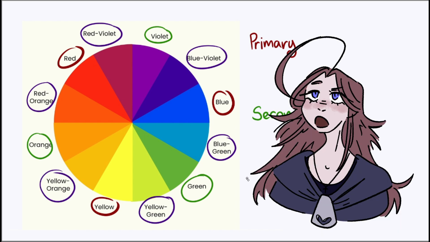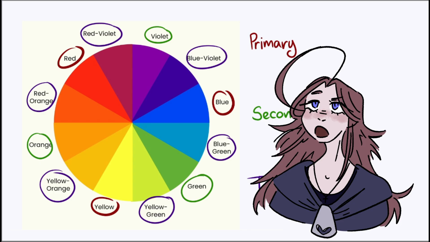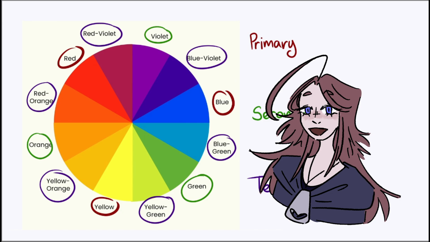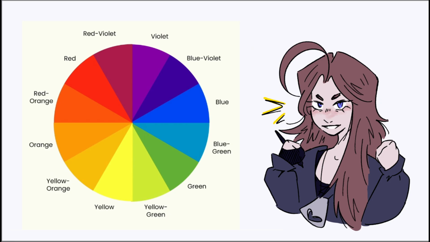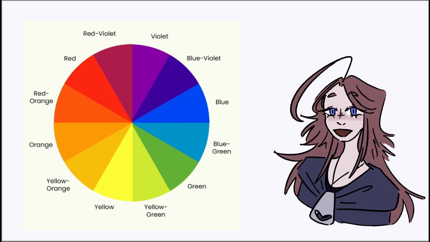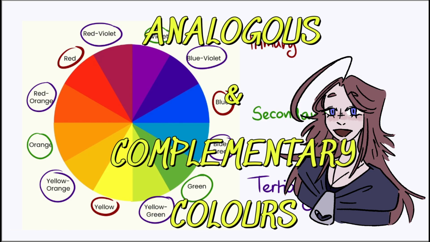And tertiary colors are basically those little colors in between. They're a result of mixing a primary color with a secondary color. So that includes red purple, green blue, or yellow green. You don't really need to know about the specifics for those though. Now we can talk about how we can use a color wheel to find the relationships between two colors. The two main relationships I'm going to talk about today are analogous and complementary.